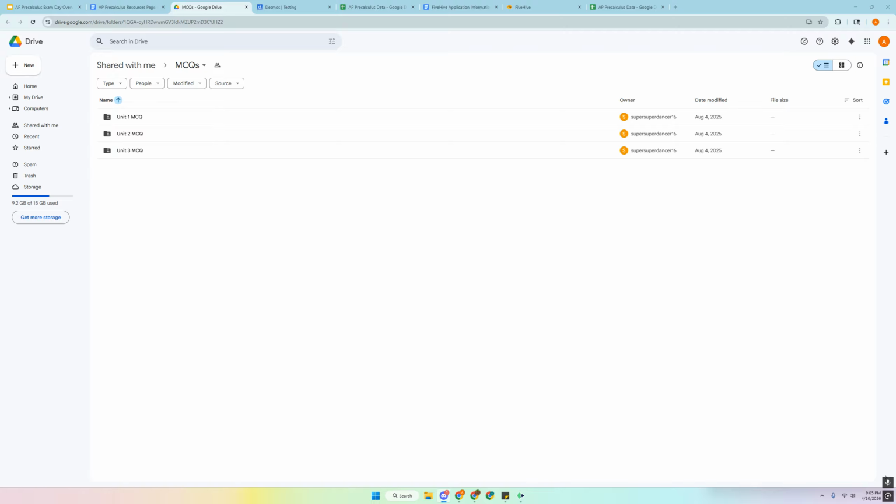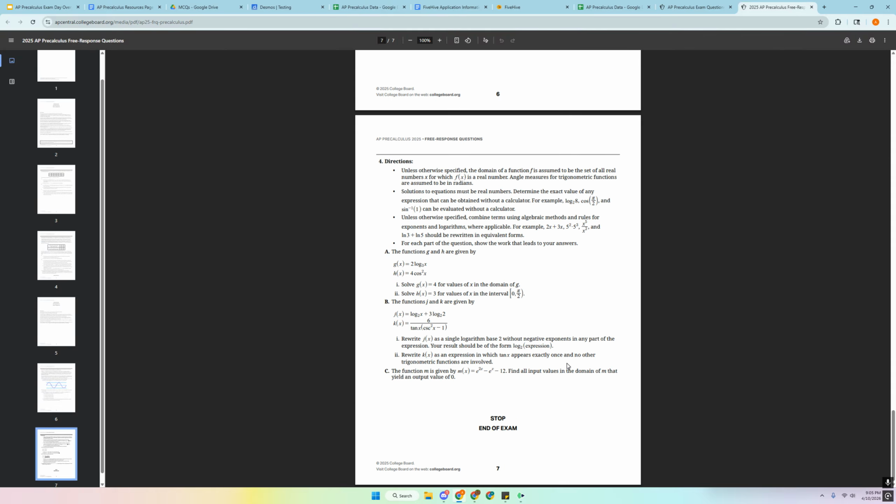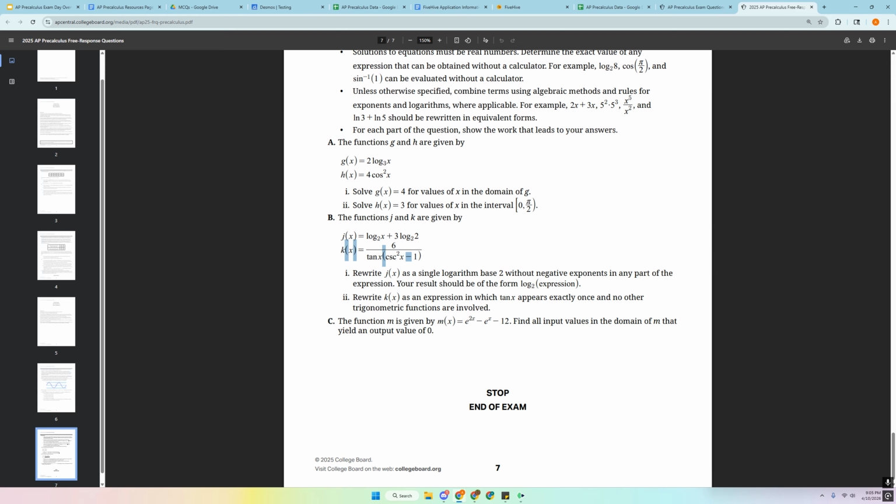FRQ 1 is this long one with trig identities, and they'll show the exact format. So if you remember the FRQs, I will pull it up again. For example, like this one, you have to do a good amount of algebraic manipulation to get there. You have to use your trig identities. Yeah, you have to memorize them.